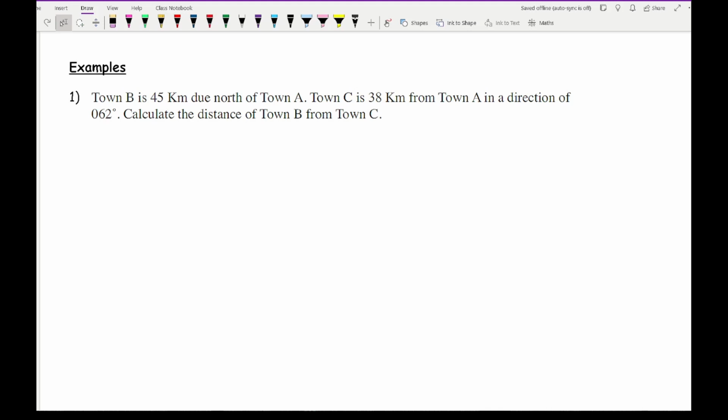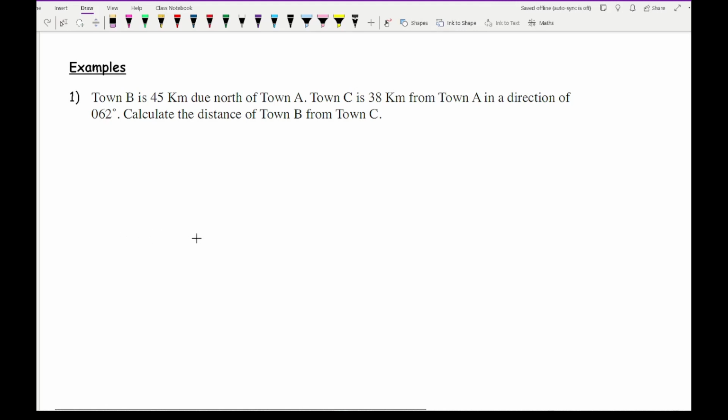So looking at this question, it says town B is 45 kilometers due north from town A. Town C is 38 kilometers from town A in the direction of 062 degrees. Calculate the distance of town B from town C. Now again, you could easily draw a scale diagram, but we're not going to do that. Let's definitely do this a little bit accurately. Unfortunately, this is going to be a little bit time consuming in terms of getting this all up.